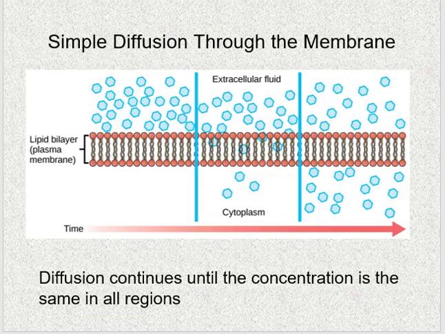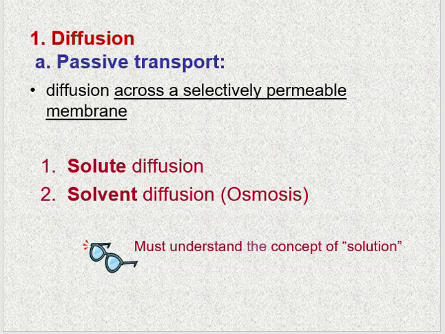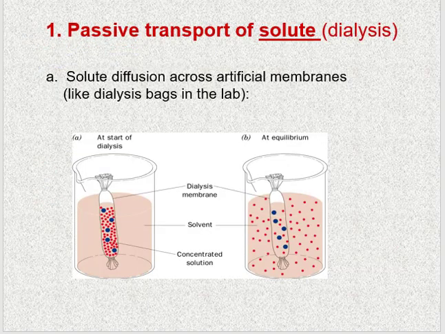Now, diffusion will continue until the concentration is the same on both sides of the membrane. Diffusion is a type of passive transport that allows diffusion across a selectively permeable membrane, such as the plasma membrane. Passive transport is a type of transport across the membrane that does not require the input of energy. The opposite of this would be active transport, which does require the input of energy.